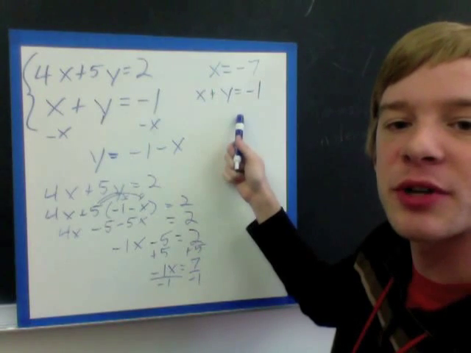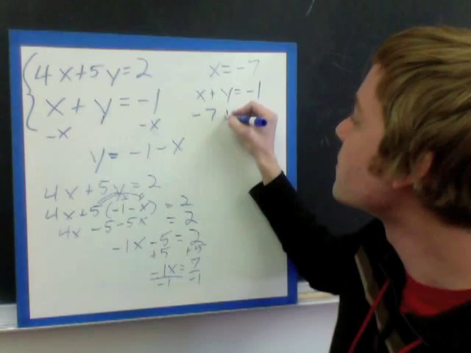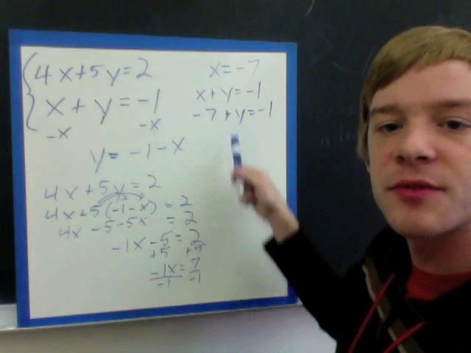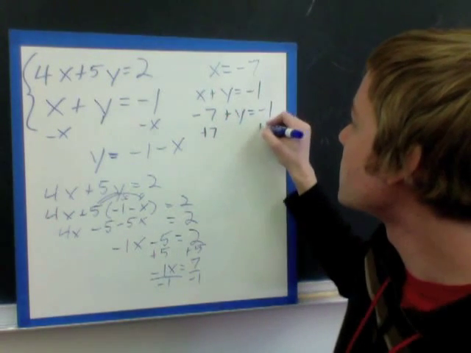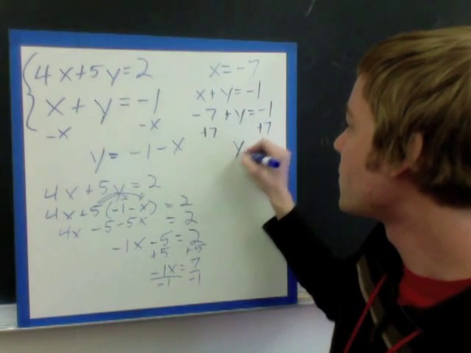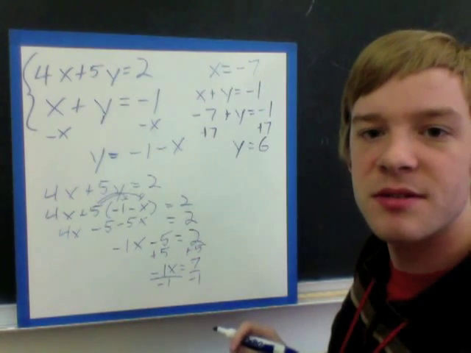So I rewrite my equation and I substitute negative 7 in. So to get y by itself, I add 7 on both sides. And I get y equals 6.